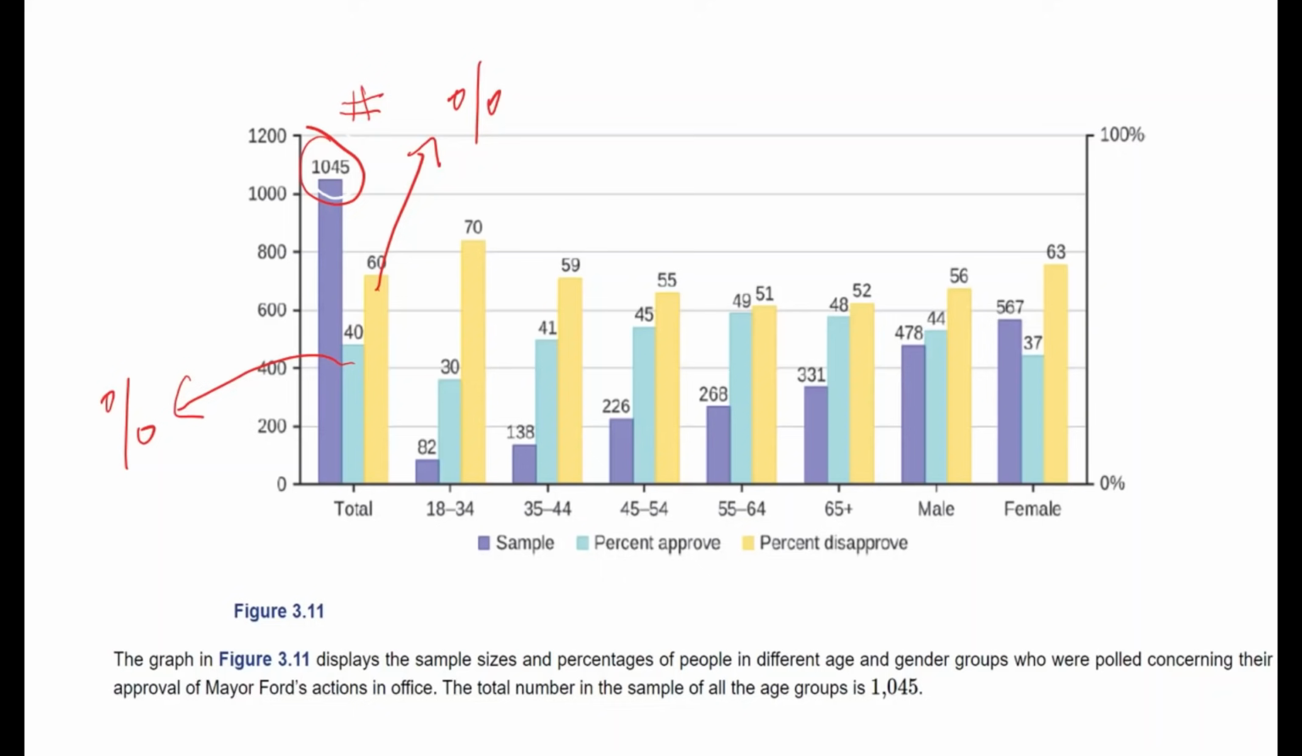Similarly, the next sets of bars, up to 65 plus, represent age groups. For all these age groups, there are three sets of bars as before: purple, blue, and yellow. And the last two sets of bars represent genders. Again, the colors are the same, representing the same thing. So for example, in the male set of bars, there were 478 males who took part in the election. 44% approved and 56% did not approve.